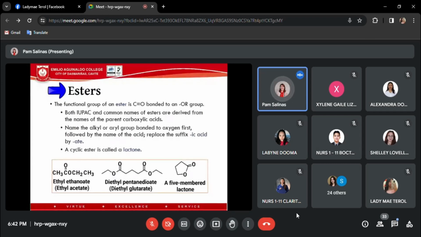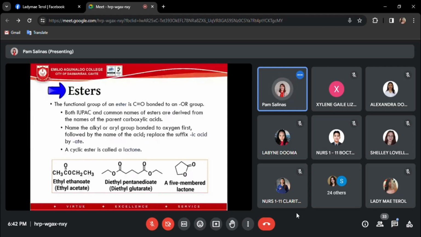Just one so far. Next, second one. The functional group of ester is C double bond O bonded to an OR group. So both the IUPAC system and common names of esters are derived from the names of the parent carboxylic acid. So since these are carboxylic acid derivatives, you have to identify first the parent carboxylic acid. Okay? You have to identify first.